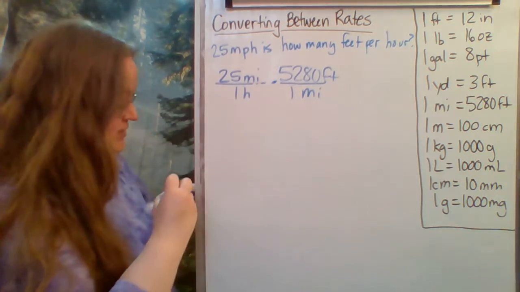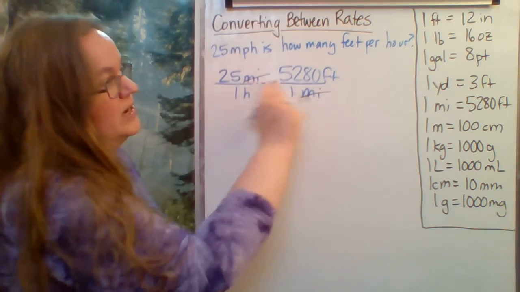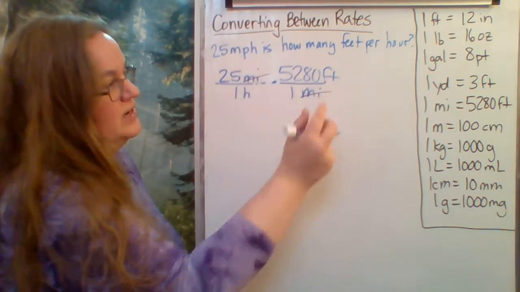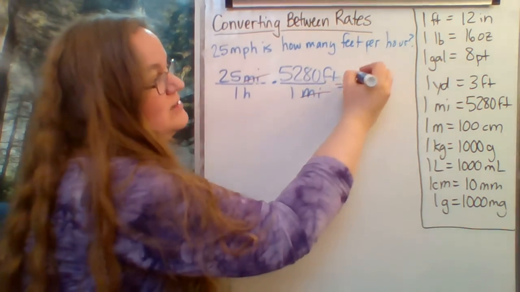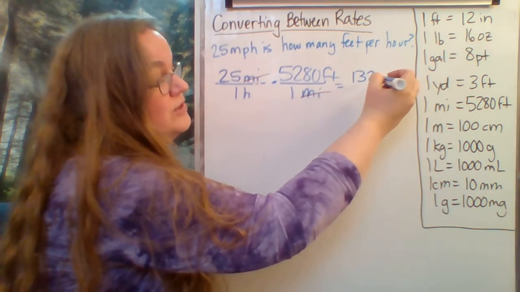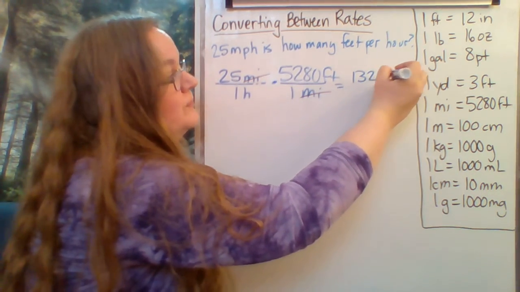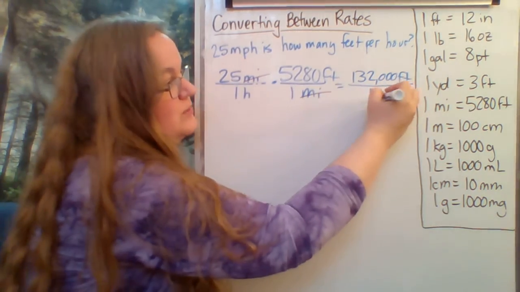And so now what's going to happen? Well, miles cancels miles, and I'm left with feet. So I just do 25 times 5,280. And this is where your calculator comes in very handy. So that's 132,000 feet, and 1 times 1 is 1 per 1 hour.